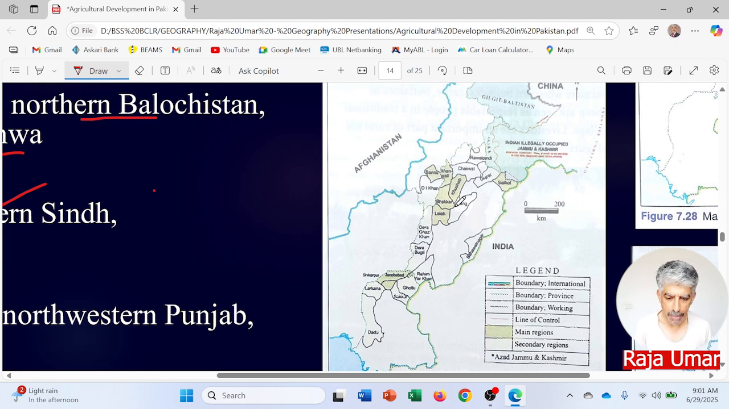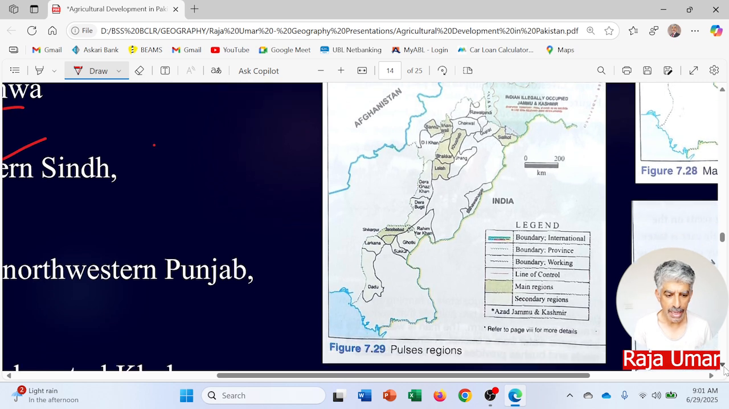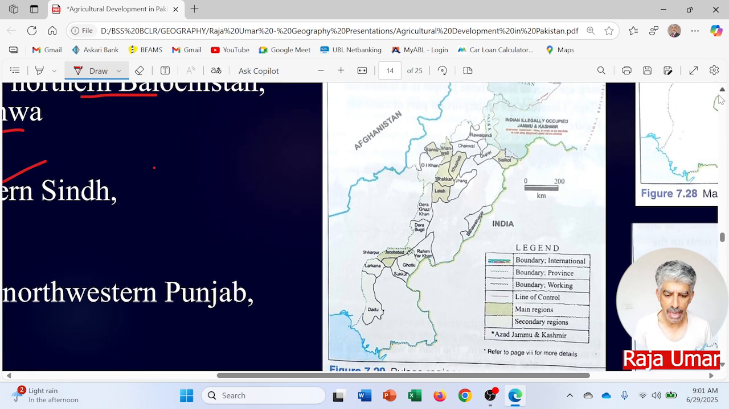So here you see that, as you know, the pulses mostly do not require a lot of water, and that's why in all those areas where there is barani farming, the farming which is rain dependent and does not require the canal system or a lot of water through tube wells, in those areas the pulses are grown. Only one area I will identify over that is not the rain-fed, Barani area, but it is the area that is canal irrigated.